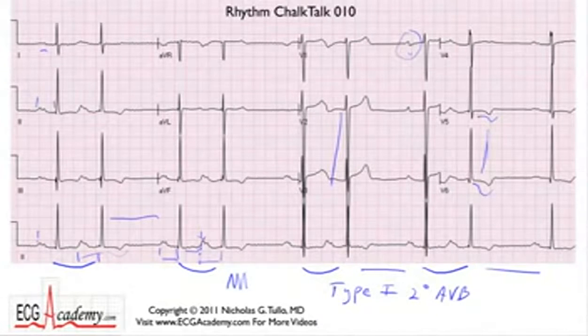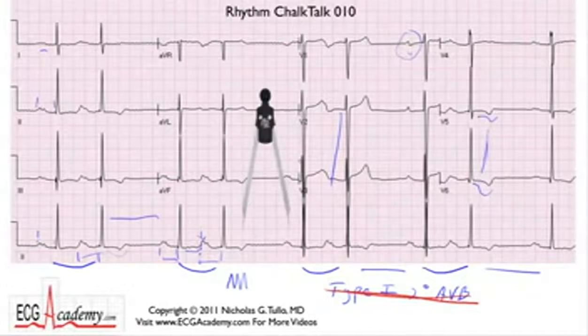Well, if you said that, you are wrong. Nope. Fooled ya. Okay, so why not? Why isn't this type 1 second degree AV block? Clearly, the P is getting longer. You've got group beating. Well, let's take out our trusty calipers and figure it out.